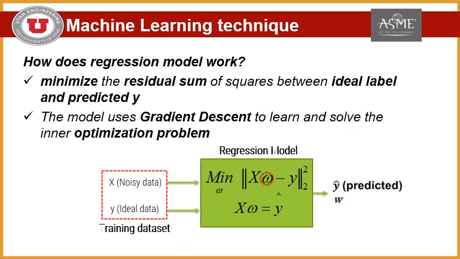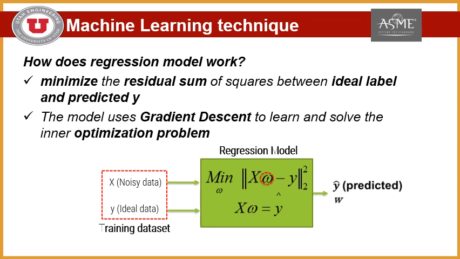So after creating our large data set and all of our variables are defined, we need to know how the regression model works. Our main purpose in the training process is to fit a model with coefficients omegas to minimize the residual sum of squares between the observed targets, the ideal labels in the dataset, and the targets predicted by the linear approximation, the predicted y, the y hat.